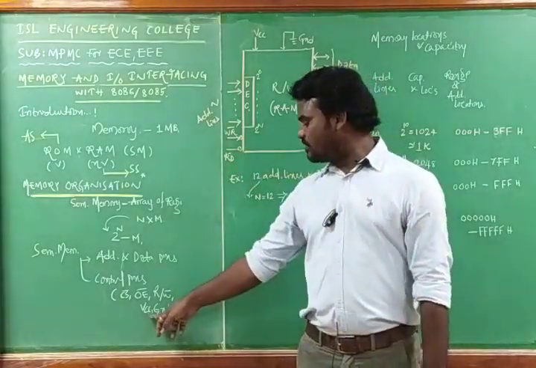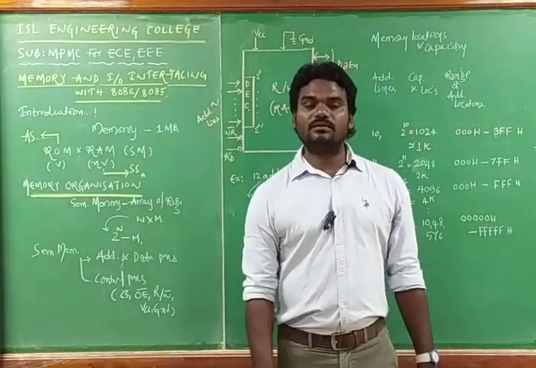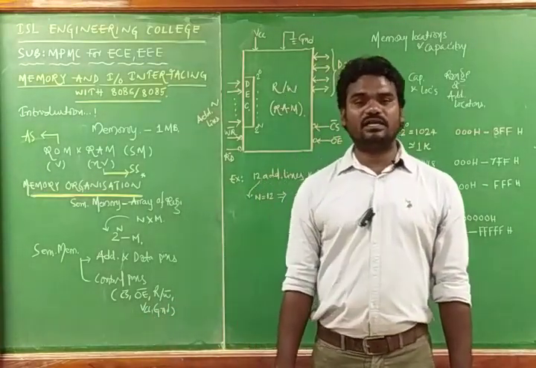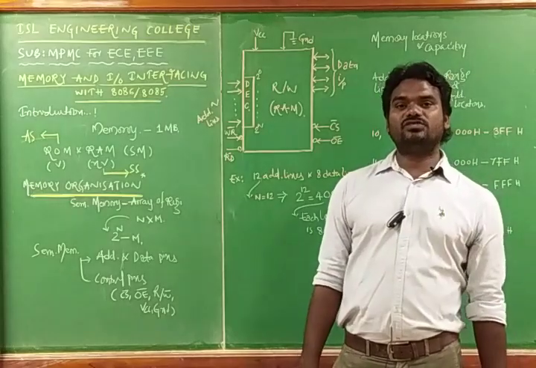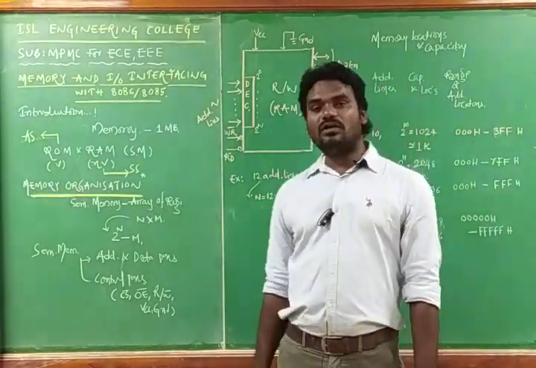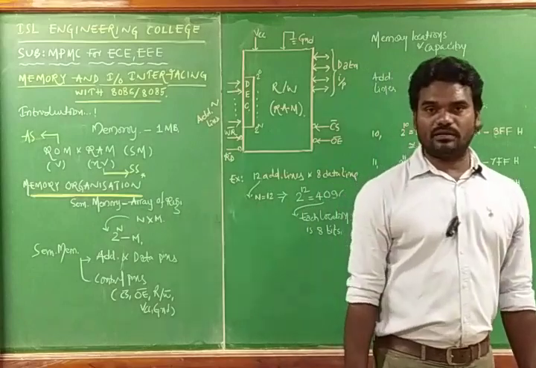Next one is about VCC and ground. VCC is nothing but plus 5 volts, which is the required biasing voltage to turn on the device, and the ground, all the negative terminals will be grounded.